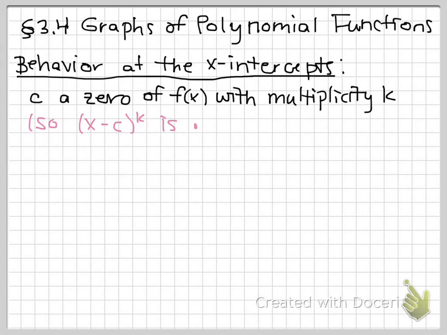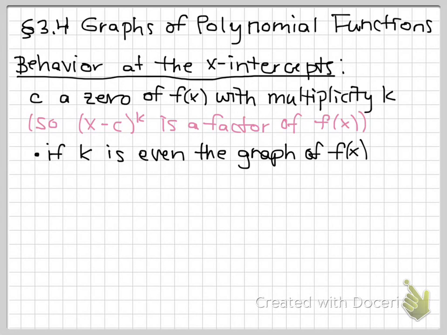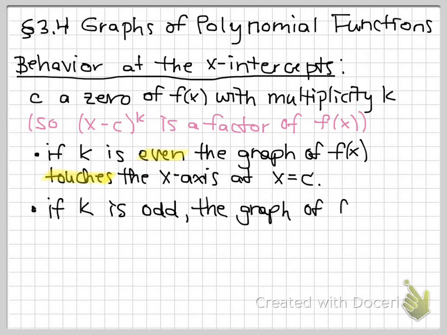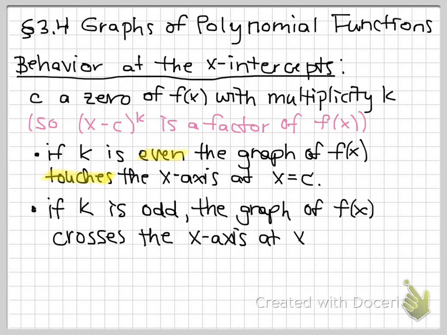So what does that mean? That means x minus c to the k is a factor of f of x. Alright, if k is even, then the graph of f of x touches the x-axis at that x-intercept. Okay, so even means that it touches. The multiplicity is even, it's going to touch at x equals c. If the multiplicity is odd, then the graph of f of x will cross the x-axis at x equals c. So again, when the multiplicity is odd, the graph crosses.